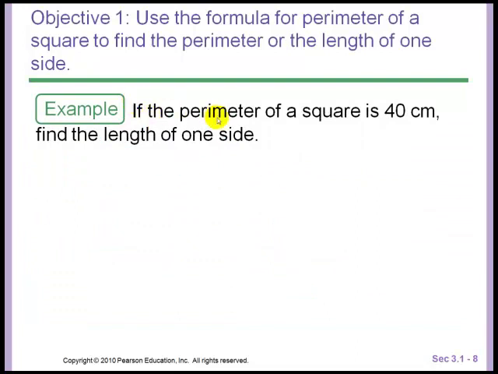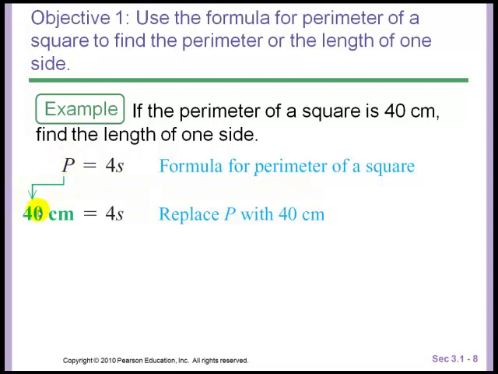Example: if the perimeter of a square is 40 centimeters, find the length of one side. In this case, we are told the perimeter is 40 centimeters and we want to use the formula to figure out what the side lengths are. We will replace P, the perimeter, with 40 centimeters since that is what the problem told us. Now we have to figure out what the side length is. This is 4 times s. Remember, anytime you have a number next to a letter, it is a multiplication.